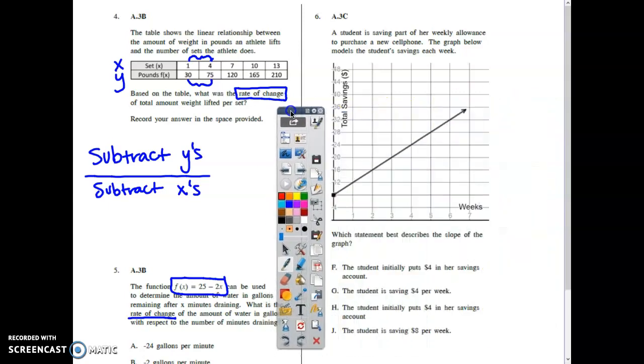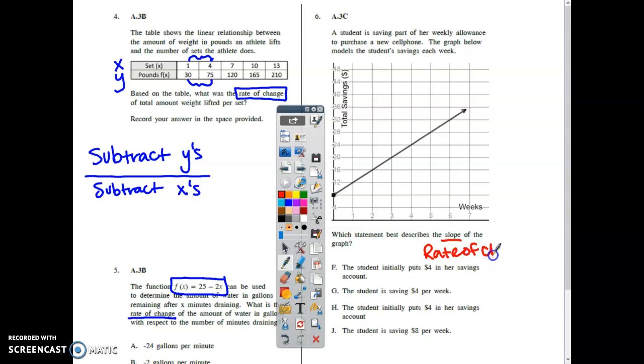If they do not give you a table, okay, and they're asking for the slope, which is the rate of change, I want you to add a table in decimals. Add a table in decimals. Pick 2 points, right? Put them in the table. Subtract the Y's, subtract the X's.